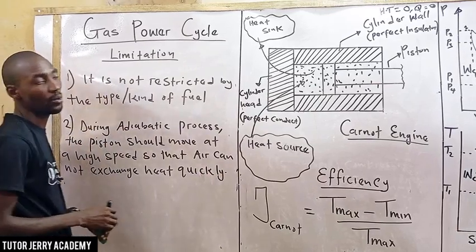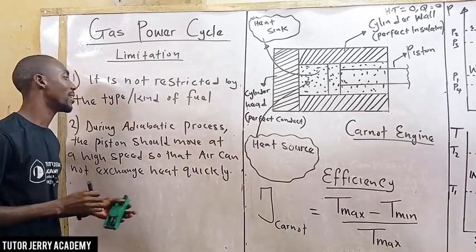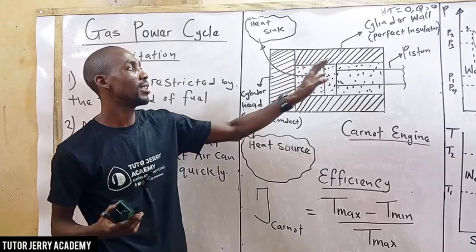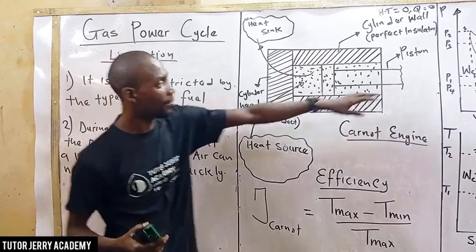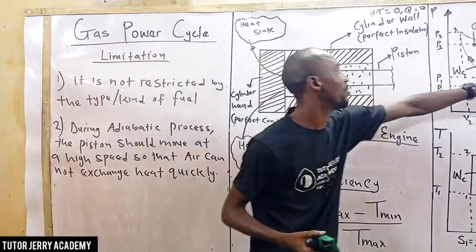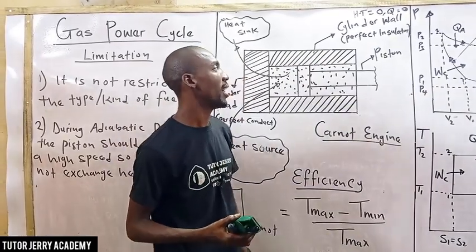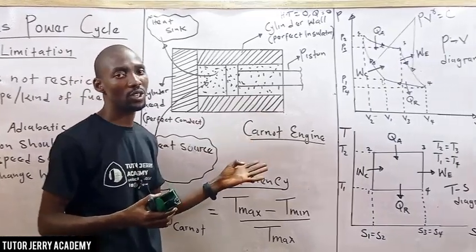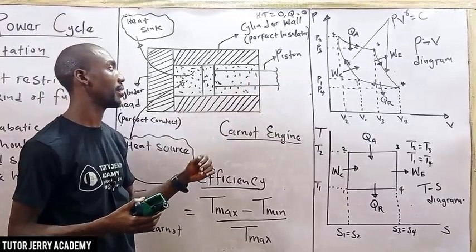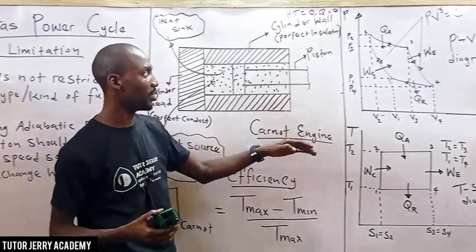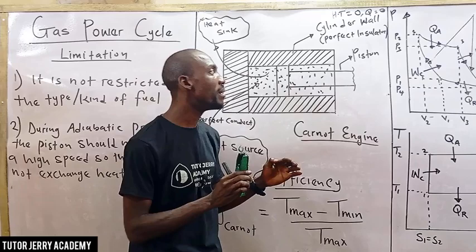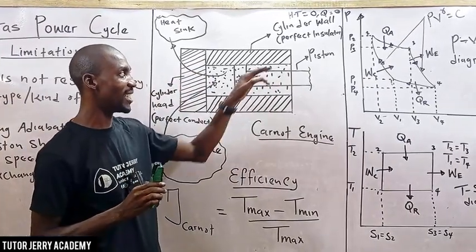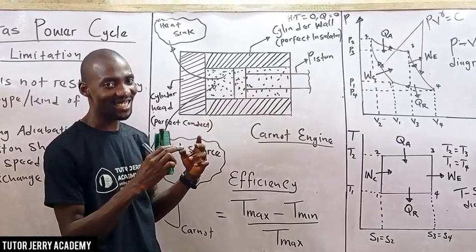All right. So we said, during our adiabatic process, we have two processes: the expansion and the compression. We have the compression at this side and the expansion at that side. So during the adiabatic process, either compression or expansion, the piston is to be made to move at a high speed so that the working medium, which is the air, cannot exchange heat quickly.